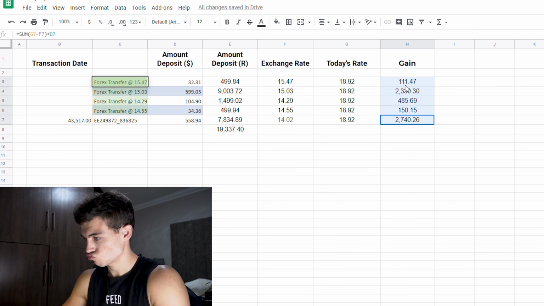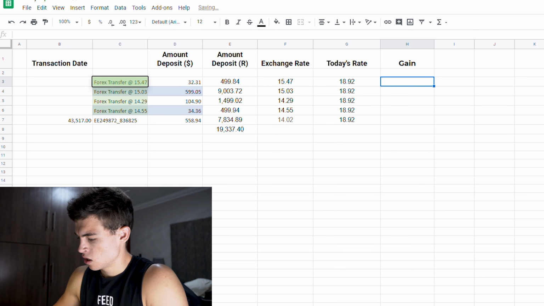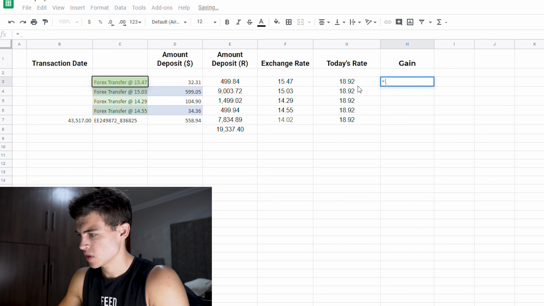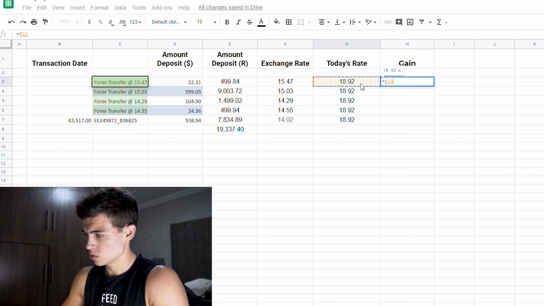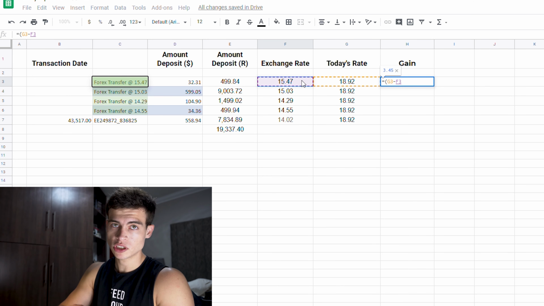So now what we're going to do is work out a foreign exchange gain. I know it sounds like a smart term, but it's really easy to work out. Simple calculation. What we're going to do is type a simple formula, okay? We're going to take today's rate, which is 18.92, less the exchange rate at the deposit date, okay?